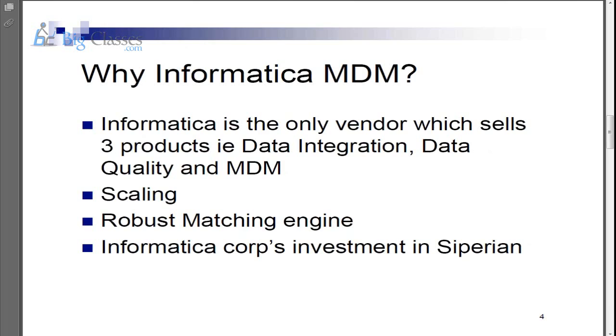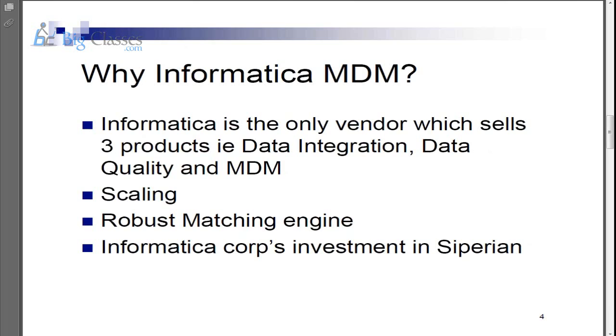Second is scaling. I think you are already aware of scaling, like horizontal and vertical scaling. Informatica is prepared for both types of scaling, where if you want to add additional servers, there will not be any issues. The same goes if you want to add additional nodes like different hub servers or different database servers; you can do that without decreasing the performance. That's the second point.